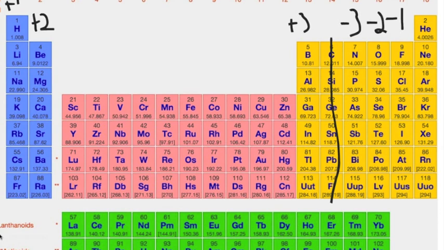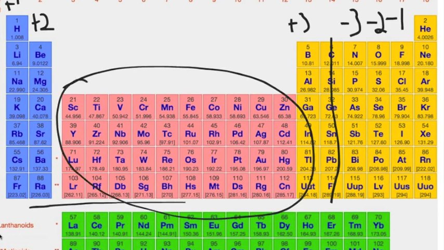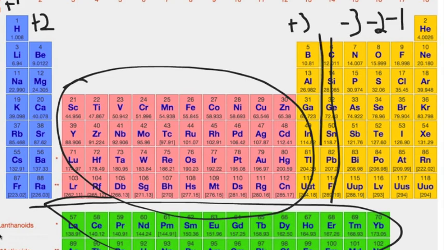So for all the other elements in the periodic table, like here in the pink and the green, and in column number 14 over here, all these elements, when they are found, they do not have an exact number of electrons in their outer shell. So whenever we see these elements in use in a problem, we have to be given how many electrons it has in its outer shell.